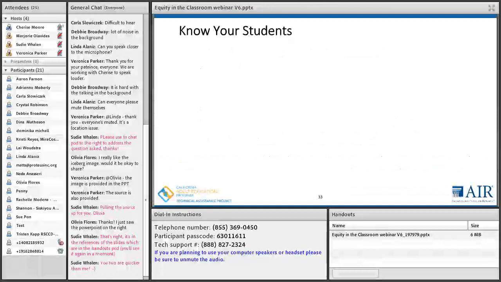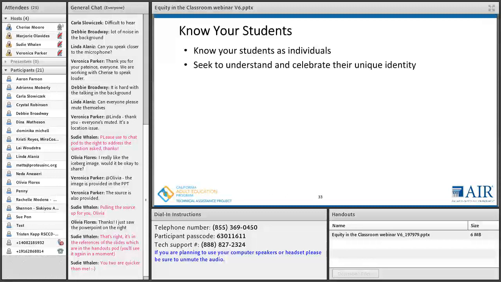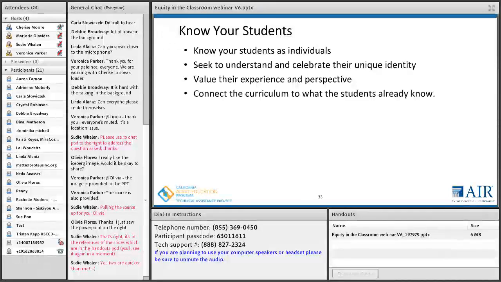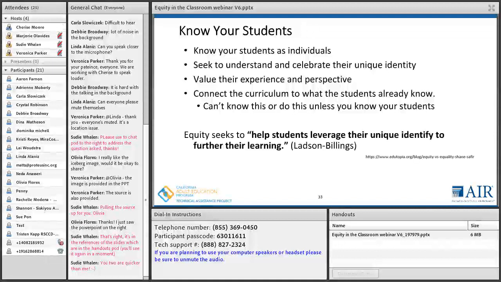And then the second one is knowing your students. So know them as individuals, seek to celebrate them and their unique identities. Especially our students who come from all over the world, you want to value that experience. You want to value their years of knowledge that they've gained just from their own experiences. And then you want to make sure that you are able to connect the curriculum to what they already know. There's a variety of ways that you can do this, but if you don't know who they are, you just can't. You don't know how to make those connections. So with equity, you're really trying to focus on helping students leverage their unique identity to further their learning.